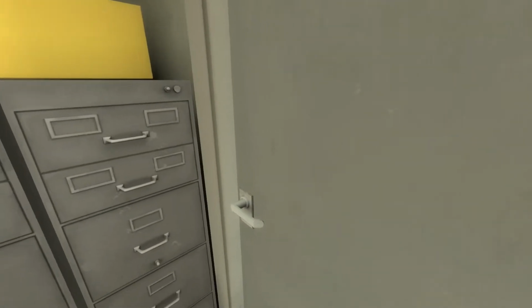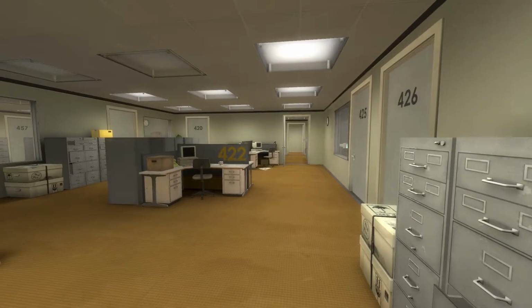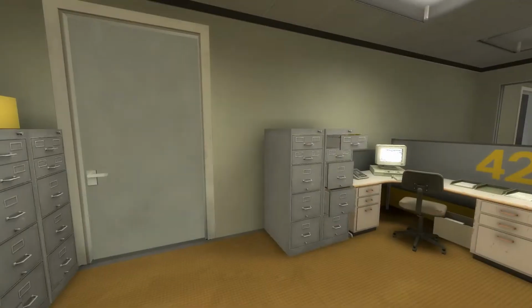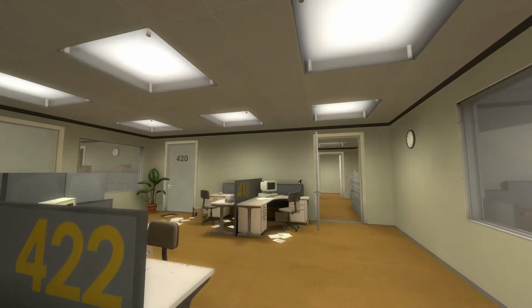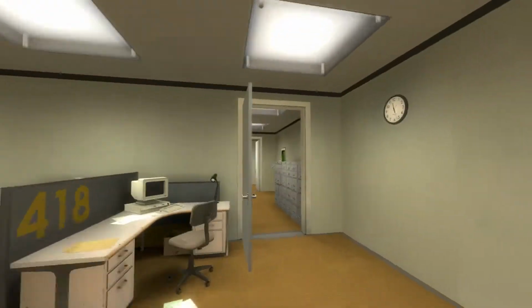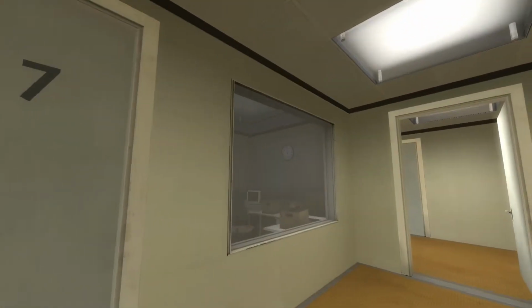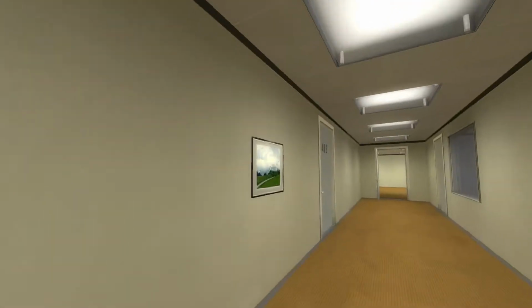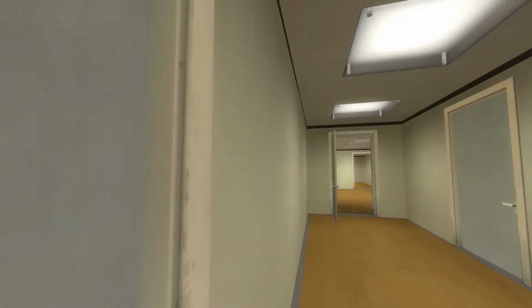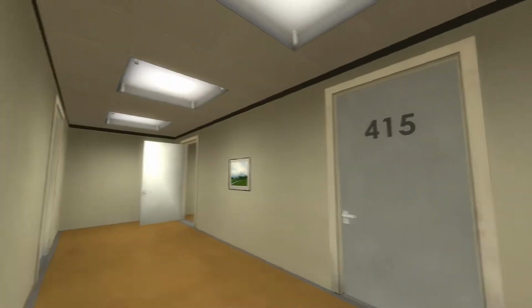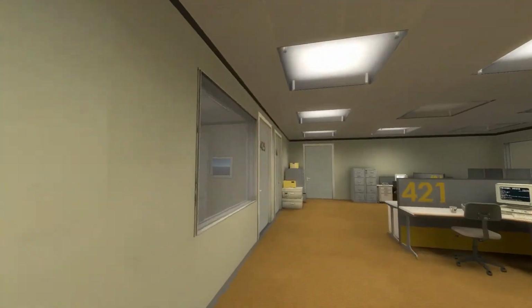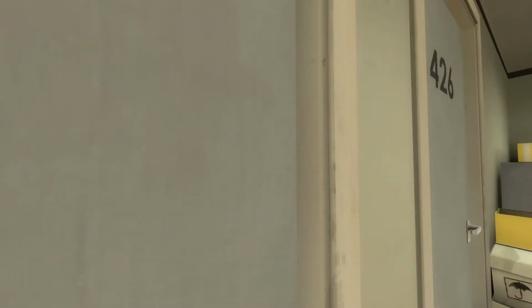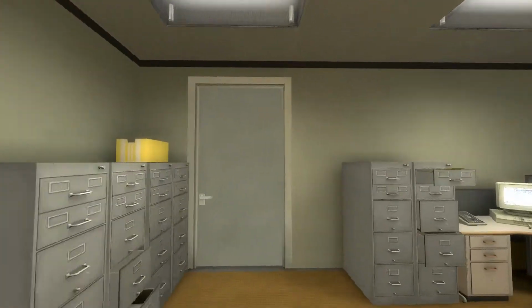The door closed on me. But the door closed on me. Where was 437? Shit. I already screwed up the achievement. But this door closed on me.